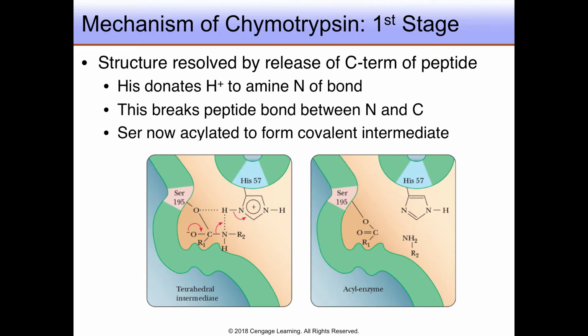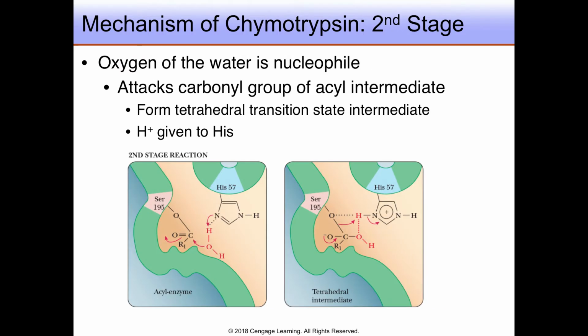Note that the histidine has donated its proton to the amine group of the peptide bond, stimulating the breaking of the peptide bond and the acylation of the serine residue. We now have the covalent enzyme intermediate. The peptide bond has been successfully broken, but the enzyme must be returned to its original form.